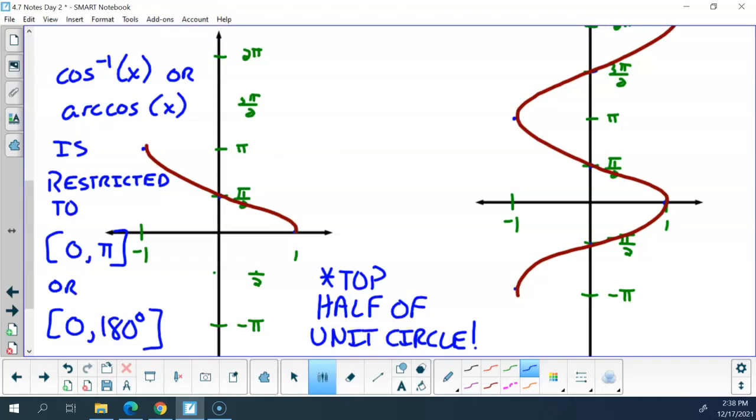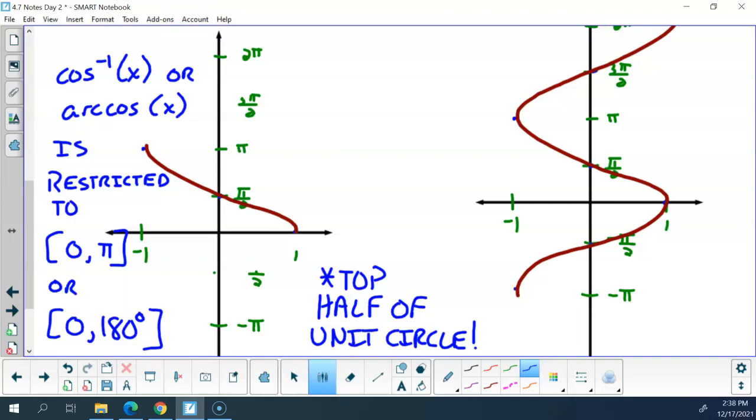That's a great question. So how would we get a third quadrant? We have to add, or get it back into that range using our trig identities.